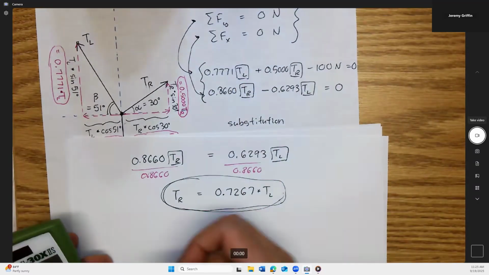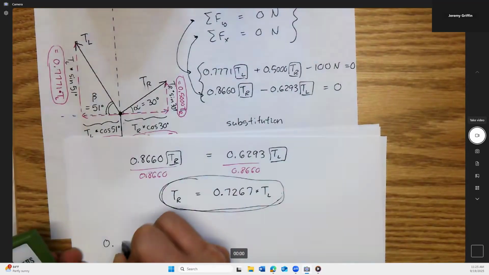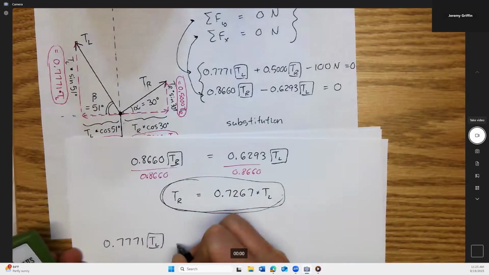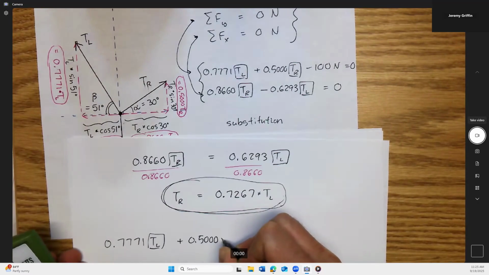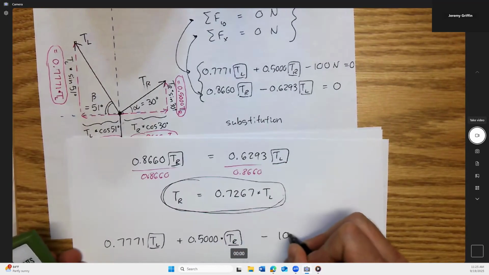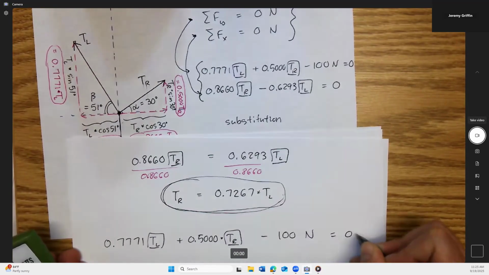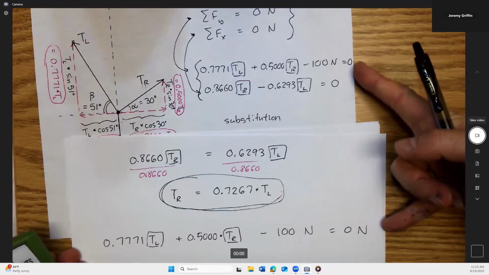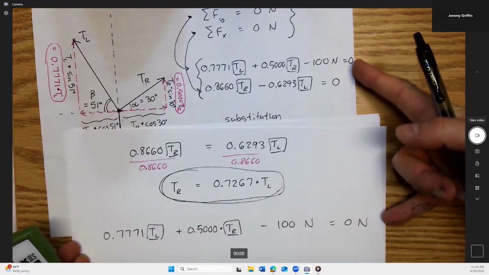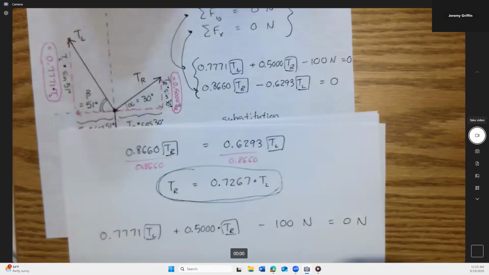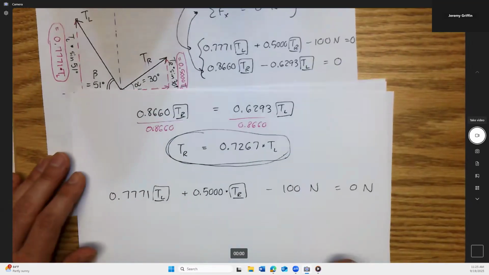So let's set that up. I'll write it out right here. 0.777 tension left plus 0.5 tension right minus 100 newtons equals 0 newtons. I just copy pasted that right there. You guys good so far? Okay, trying to keep a pretty good pace, but might go back and recap later.